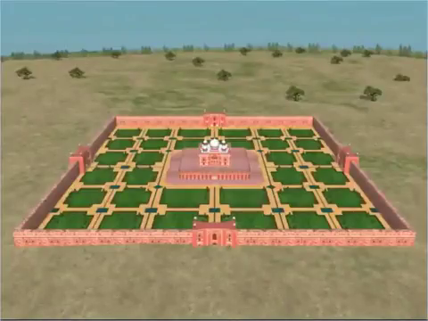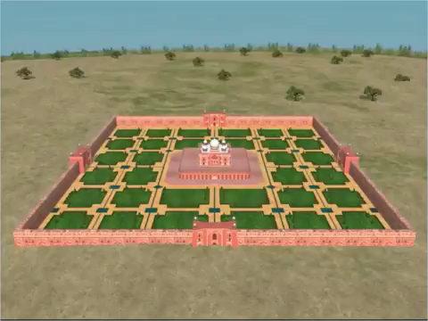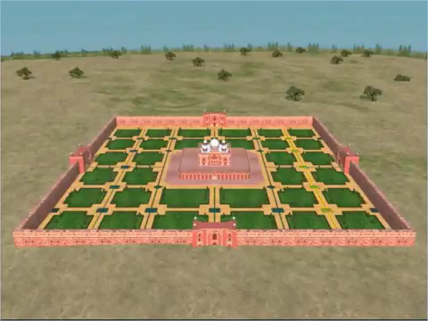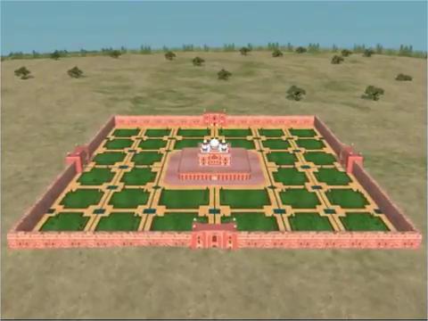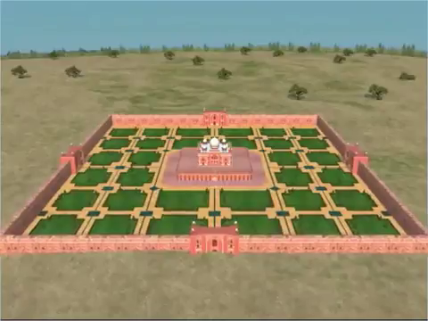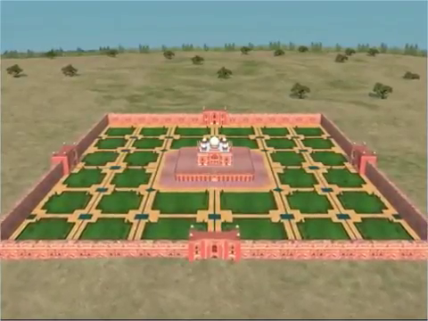The garden follows the Chahar Bagh pattern. In this pattern, the garden is divided into 4 quadrants separated by artificial waterways. This pattern was introduced by the first Mughal emperor Babur. A Chahar Bagh is usually located on a river bank.